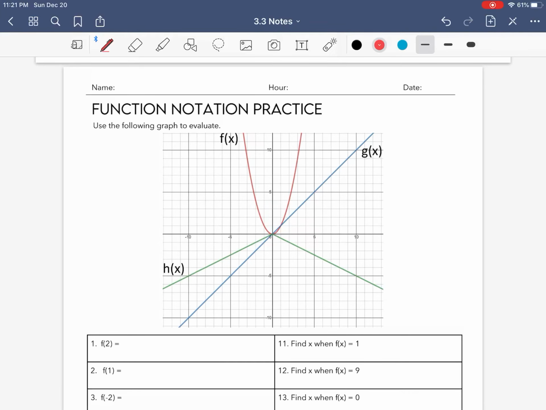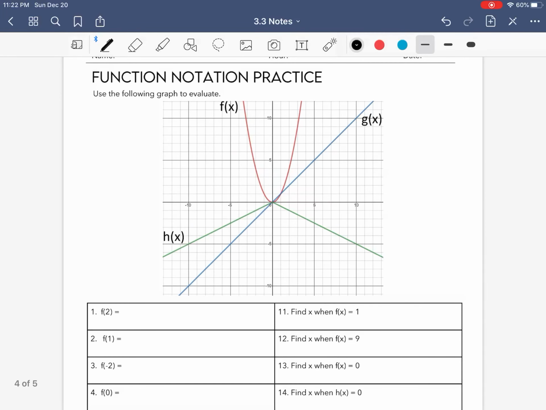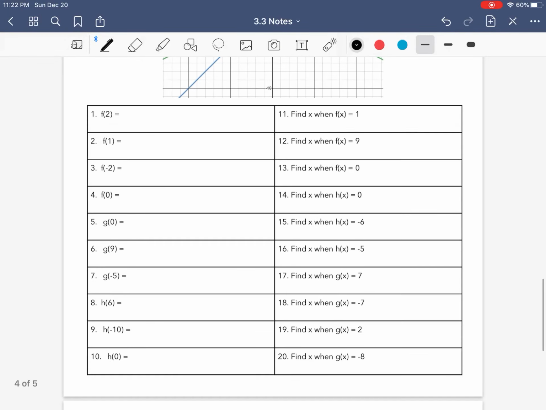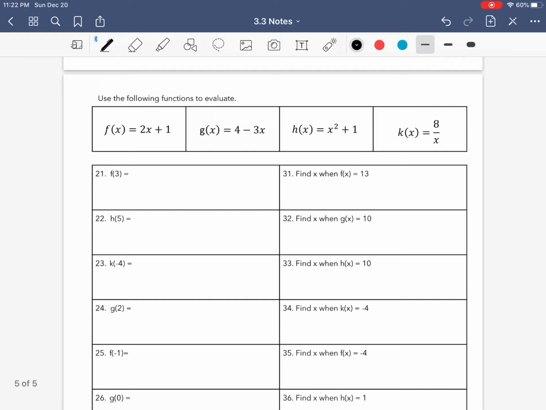Hi. This is just some hints for working on your function notation practice worksheet. You should have this worksheet. It's double-sided. On the front, you have this graph that has 3 different graphs. Yours is probably not in color, so it might have some dashes and dots. And then it has this table of all these questions. And then on the back, there's a table of equations. So I'm actually going to start by looking at this backside.